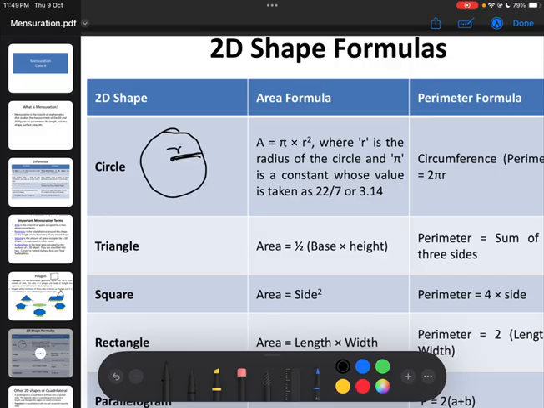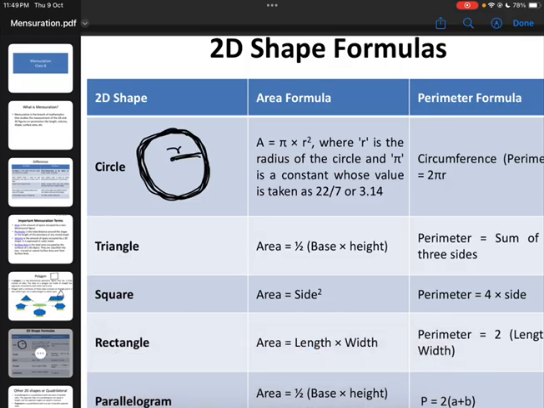r is the radius of the circle and pi is a constant whose value is taken as 22/7. And now we calculate circumference. Circumference is the outer distance, how much it is, which is also known as perimeter, which equals 2 pi r. The total distance it covered is known as its circumference.